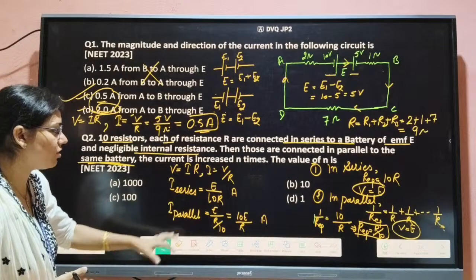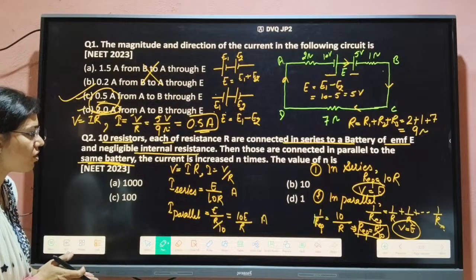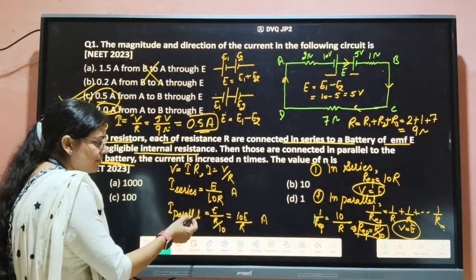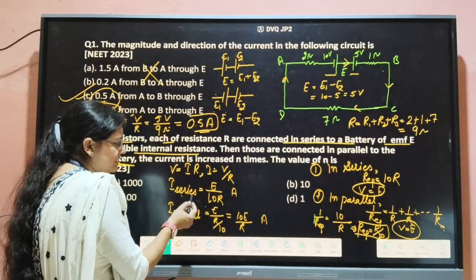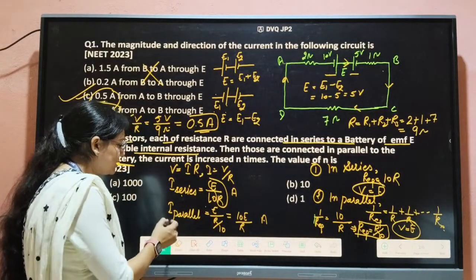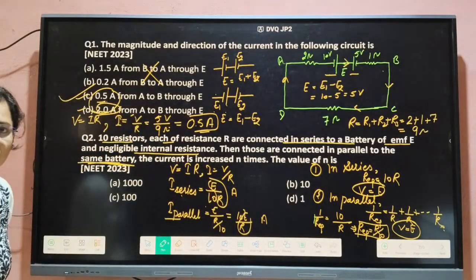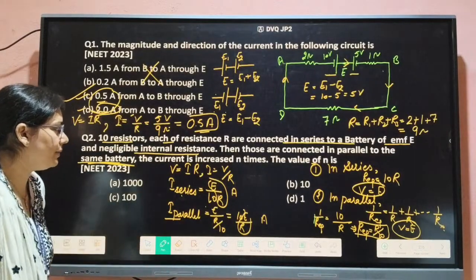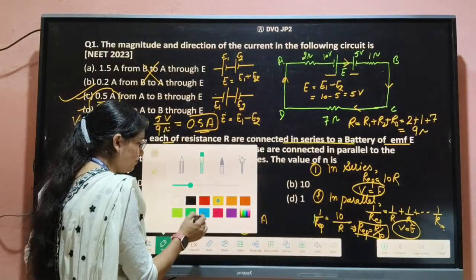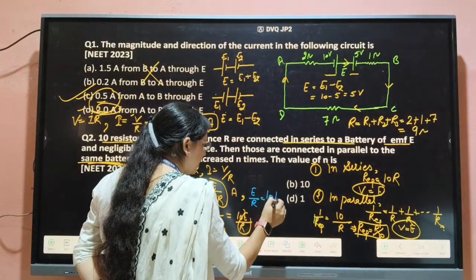We only have to find out how many times this is increased. Clear? So if we find the ratio of these, then we can solve it. In series it comes as E by 10R, and in parallel, I parallel is equal to 10E by R. So we can write from here that I parallel equals 10 times I series.